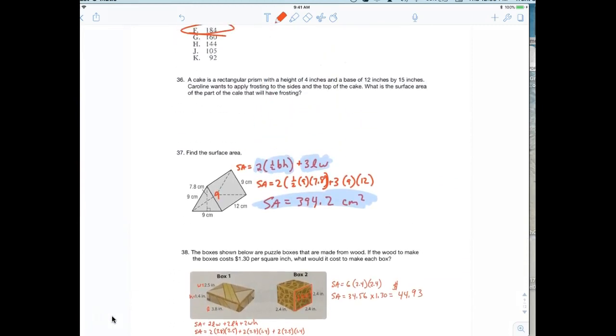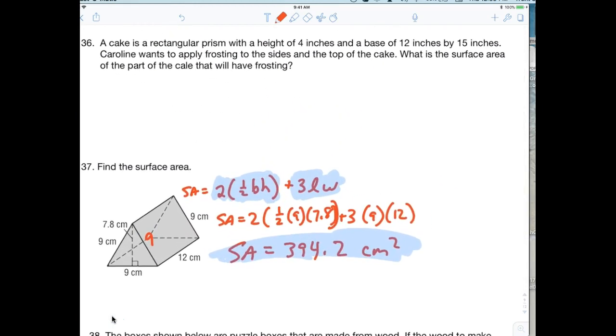Let's take a look at 36. A cake is a rectangular prism with height 4 inches and base 12 inches by 15 inches. Caroline wants to apply frosting to the sides and the top. All right. So here's what we got. We want to put frosting on the cake. Now does the frosting go on the bottom of the cake? Because it doesn't say that, right? It just says on the top and the sides, right?